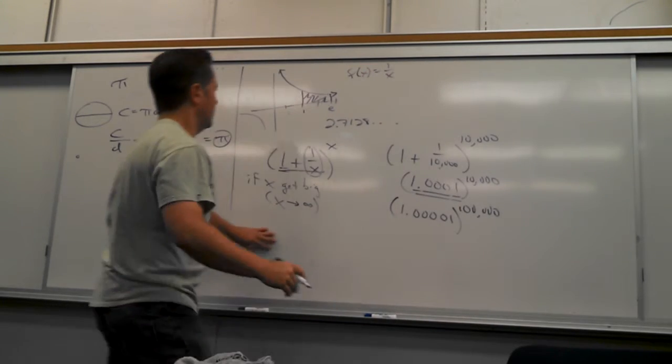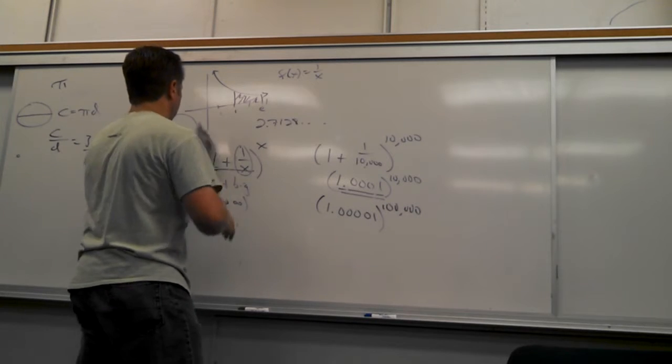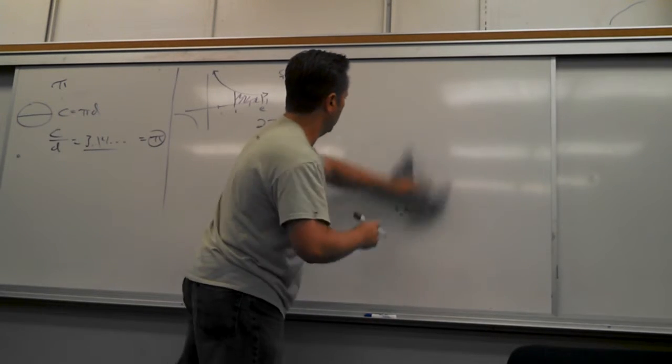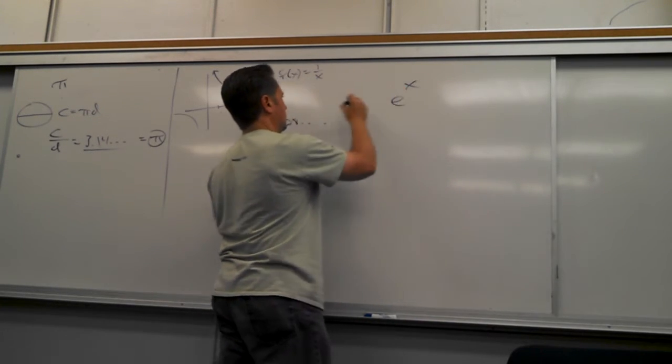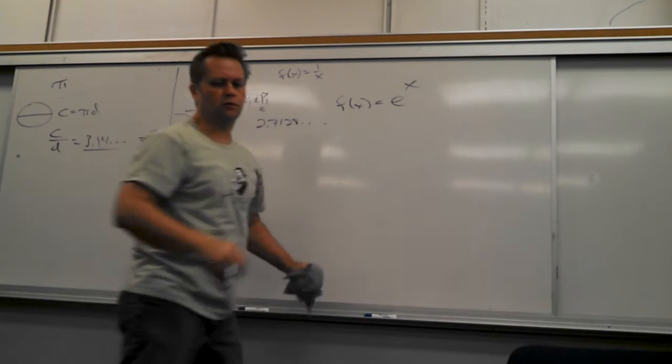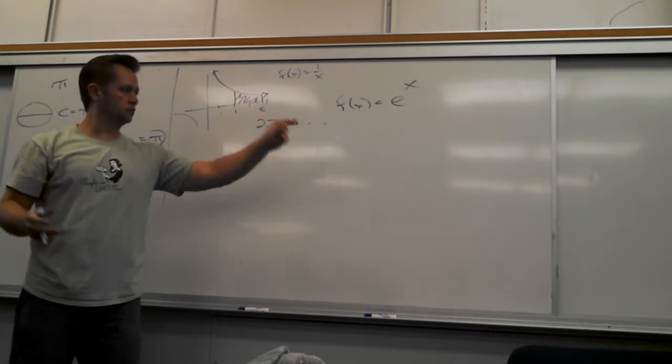So, what we've got now is this base, e. And what is e in between? What two nice numbers is e in between?